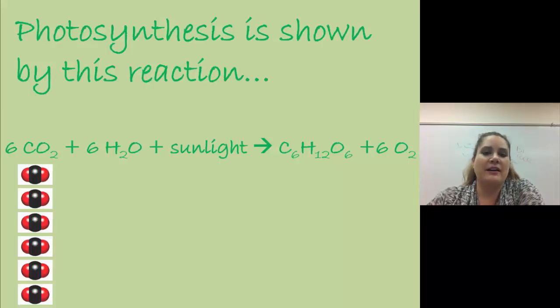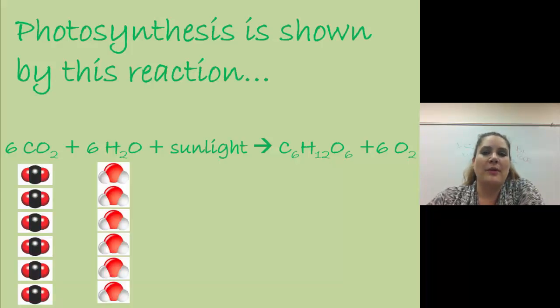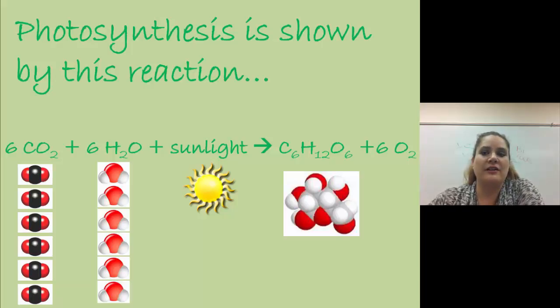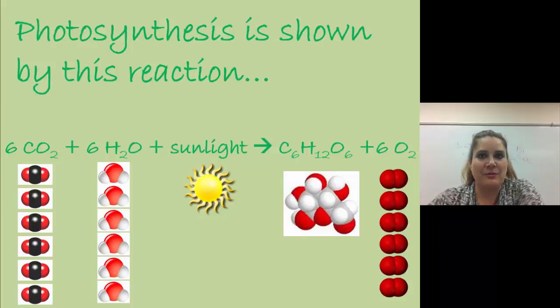You have 6 carbon dioxide molecules, 6 water molecules. Sunlight is going to come in. It's not really a reactant, but I have it listed as a reactant here. And all of that is going to come together to give you just 1 glucose molecule and 6 oxygen molecules. So again, 6 CO2 plus 6 water, and then sunlight comes in, and you're going to get 1 glucose molecule and 6 oxygen molecules.